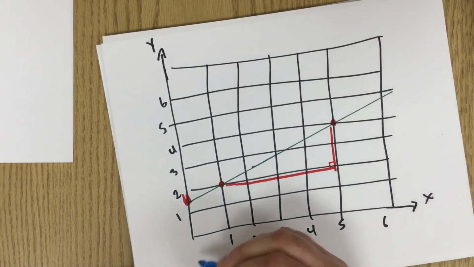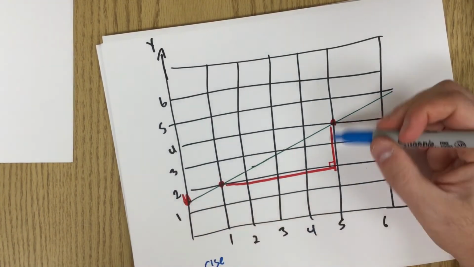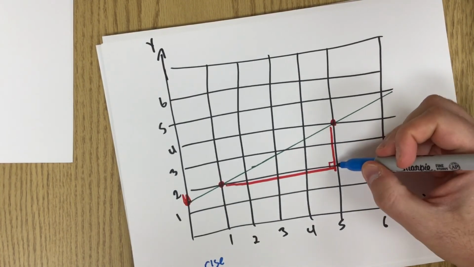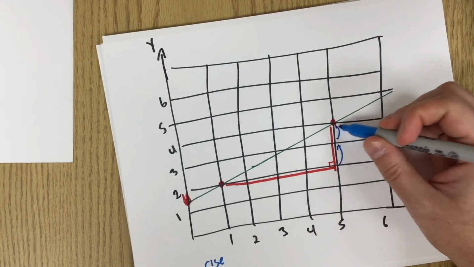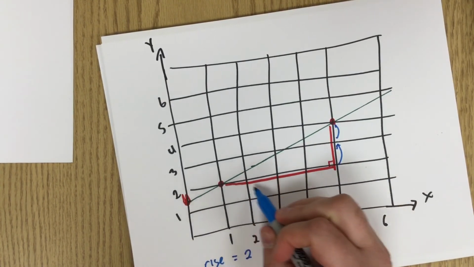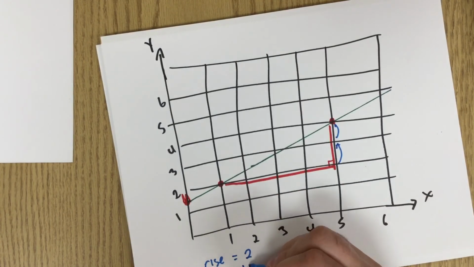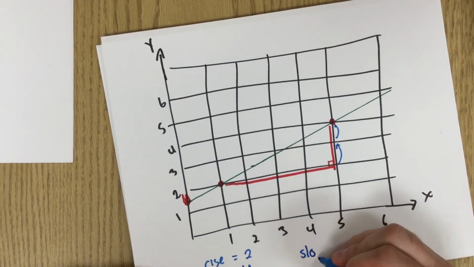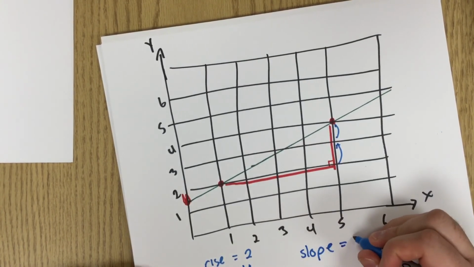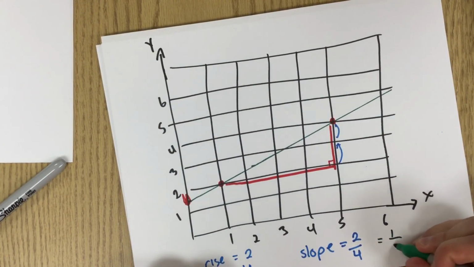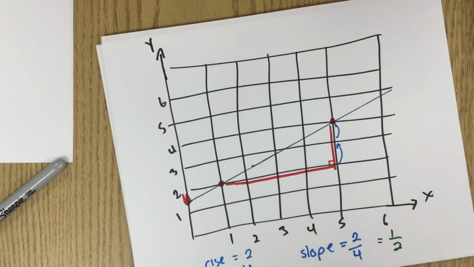So now, the rise, we either went from 2 to 4, it could be 4 minus 2, or you could count. Make sure you don't count points, you count spaces. So it went up 1, 2. So the rise is 2. The run is 1, 2, 3, 4. Or you could say you went from 5 to 1. So 5 minus 1 is 4. And then the slope here would be rise over run, which would be 2 over 4, which shrinks down to 1 over 2. So the slope in this case is 1 over 2.